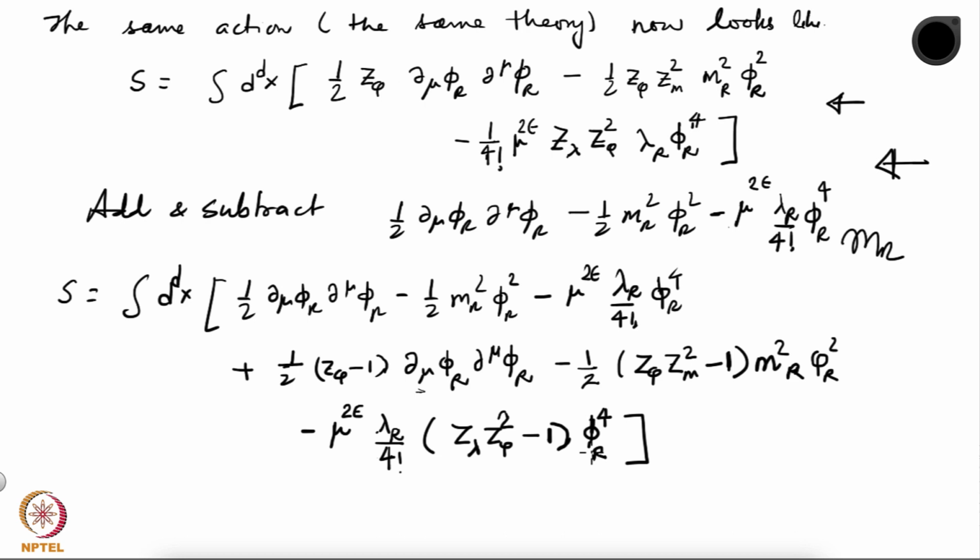Compared to the theory written in terms of phi and m and lambda, this has more vertices in the theory, more interaction terms in the theory. So now I will give you the Feynman rules, and you can immediately see that these are the correct ones. So let's write down the propagator.